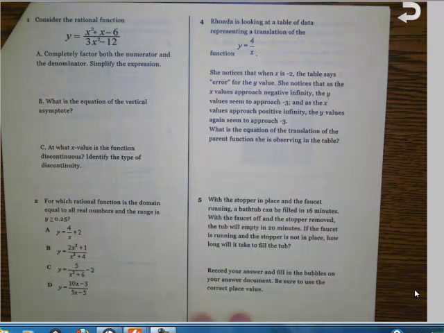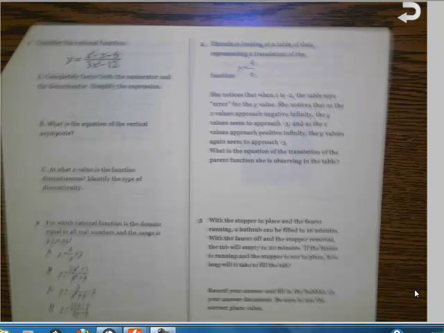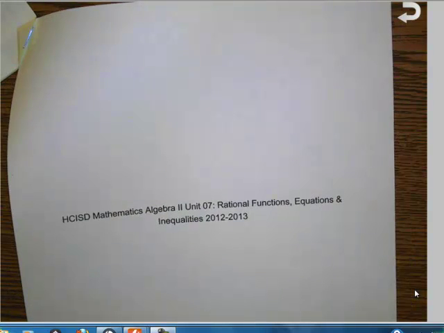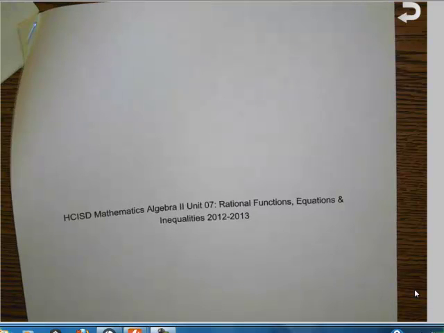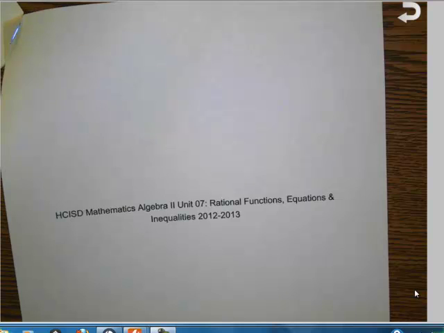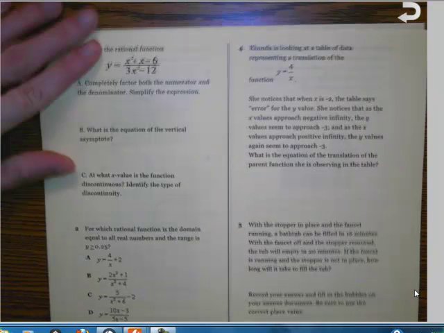Okay, this is the test corrections for Unit 7. I regret I did not make these corrections in person due to my illness, but I am recording 2 videos on how to correct this test. So let's start with the first question.